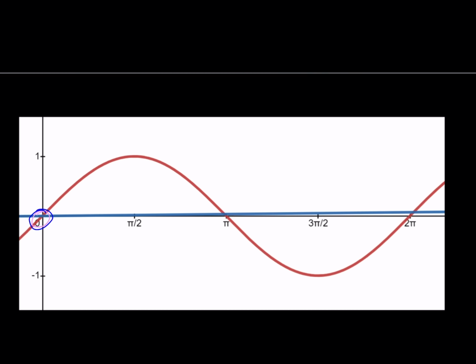But if you consider this function here, we're getting a solution right here, somewhere here, and another solution here. Obviously, that second solution is greater than 2 pi, because at 2 pi, the graph will intersect the x-axis and then go up and intersect the blue graph, which is y equals x over 100.